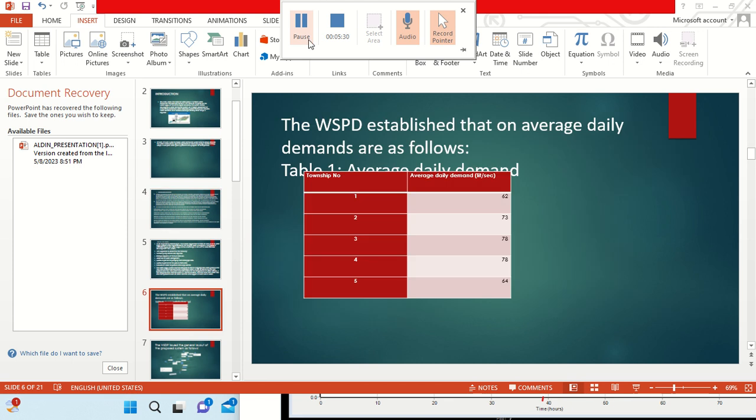The following daily demand is being proposed by the Etsepisa local municipality. We're going to design for 5 townships for a daily average demand of the following. For township number 1, it's going to be 62. For township number 2, it's going to be 63. For township number 3, it's going to be 78. For township number 5, it's going to be 64.